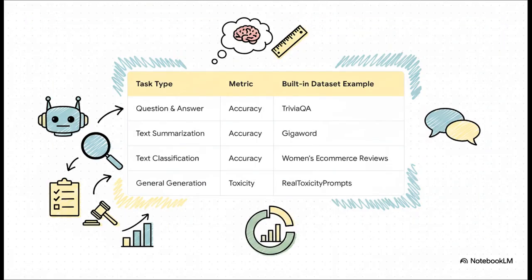A huge advantage of automated evaluations is that they use standard pre-built datasets. So if you're building a Q&A bot, it can be tested against a dataset like Trivia QA using a metric that balances precision and recall. If it's a summarization model, it can use something called BERT score, which is smart enough to compare the meaning of sentences, not just matching keywords. This gives you an instant benchmark against industry standards.